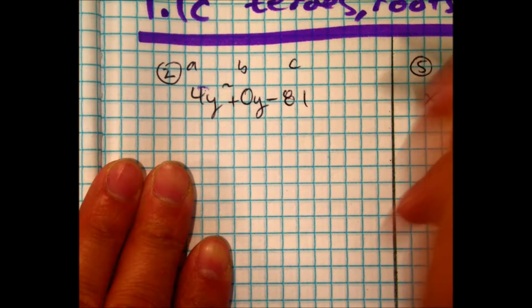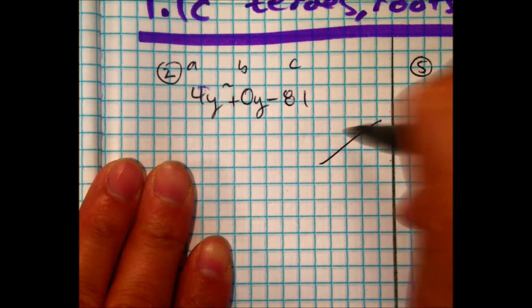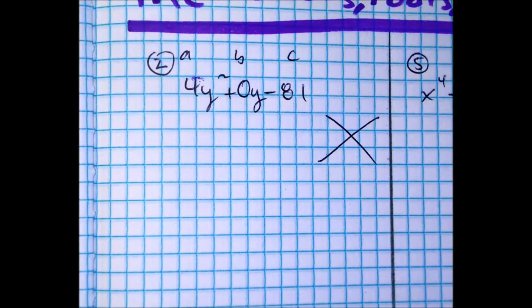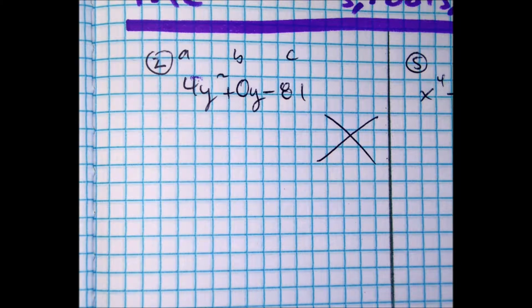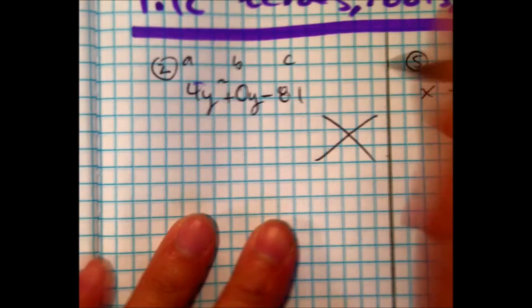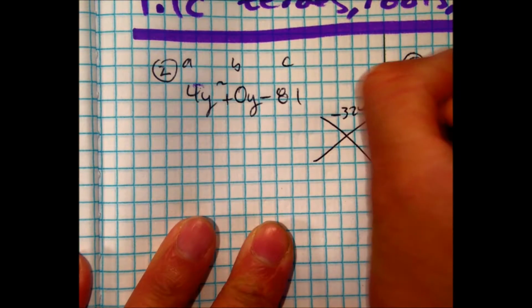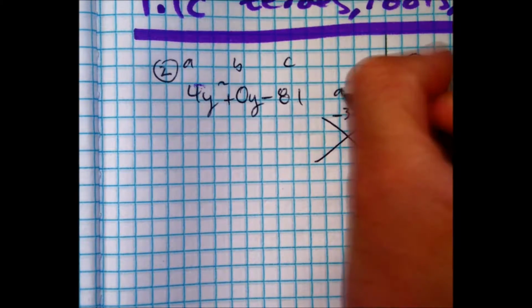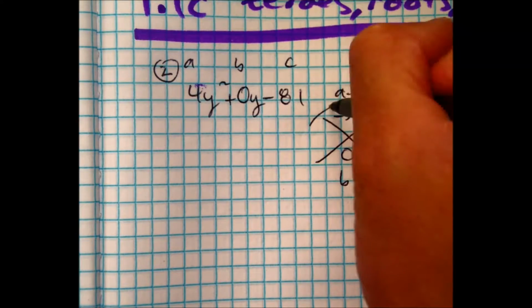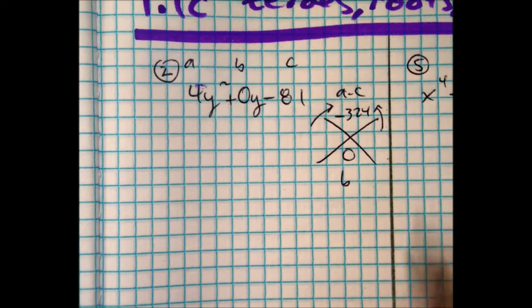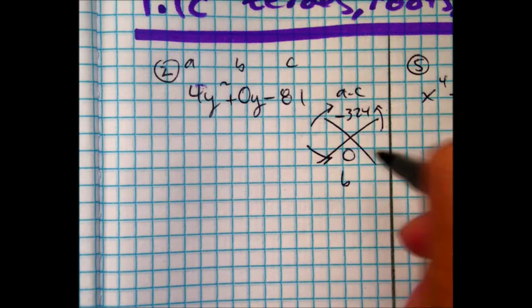You can do something kind of hard, right? You can do a times c. Put that in your calculator. 4 times negative 81 gives you negative 324. And your b value is 0. I need two numbers that multiply to be negative 324, but add to be 0.